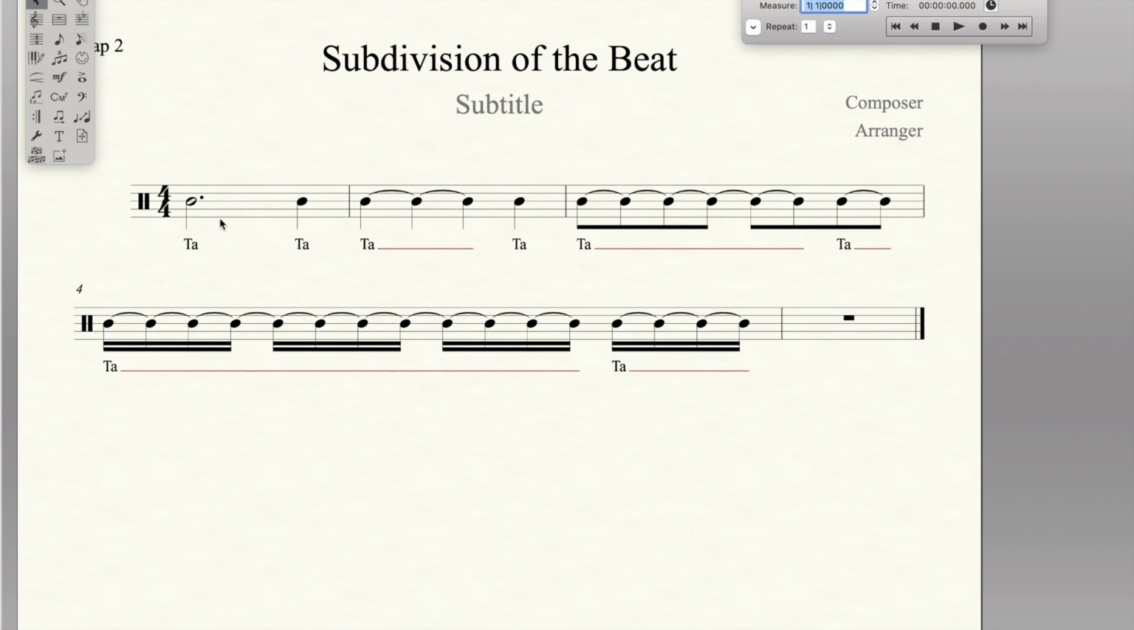So here's another one, just a dotted half and a quarter.